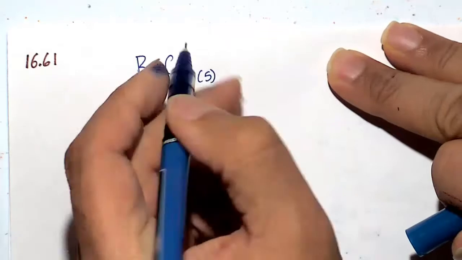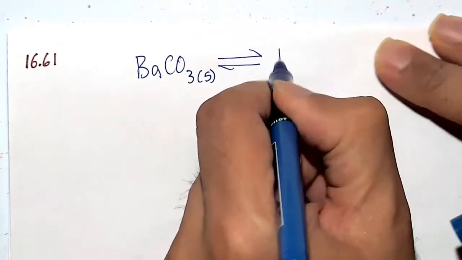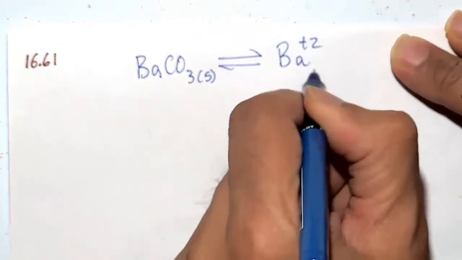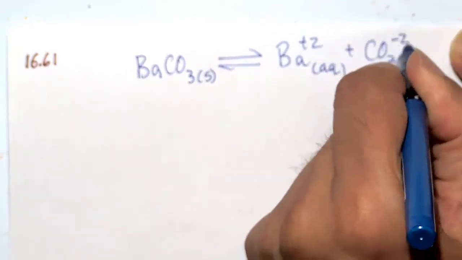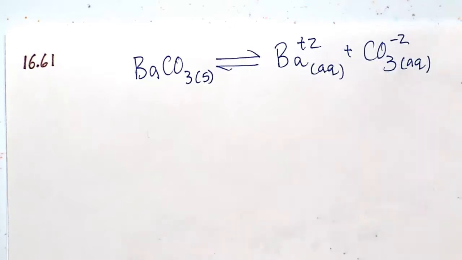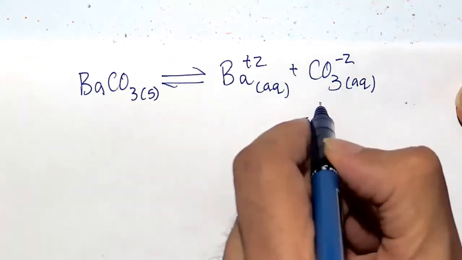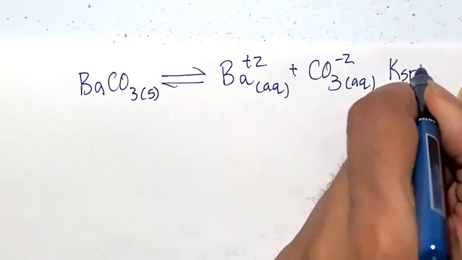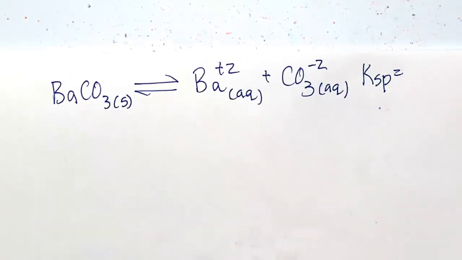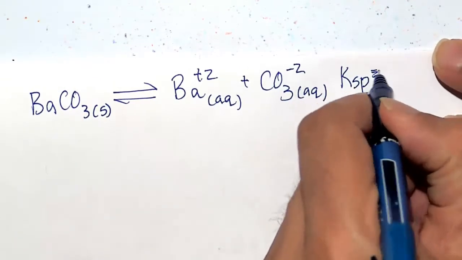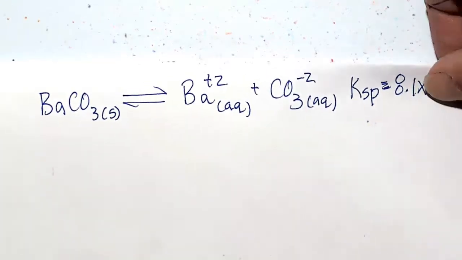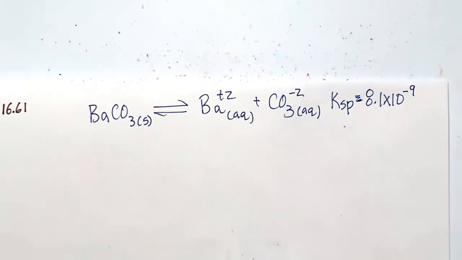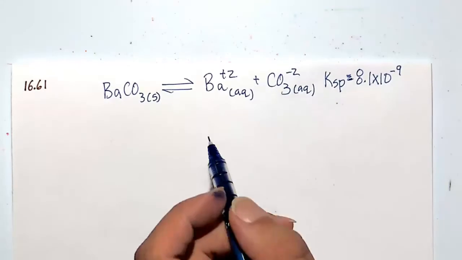The most important thing to do when starting any of these problems is to actually write the Ksp chemical equation that defines a sparingly soluble solid. In this case, it's barium carbonate, and it is at equilibrium with barium ion and carbonate ion. Remember, carbonate ion has the formula CO3 2-. Barium ion has the formula Ba 2+. It's an ionic compound that will form a precipitate. The Ksp is 8.1 times 10 to the minus 9 at a specific temperature. In this case, we can assume it's at room temperature.